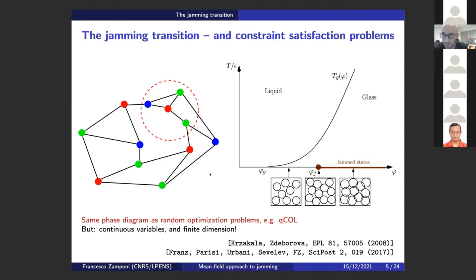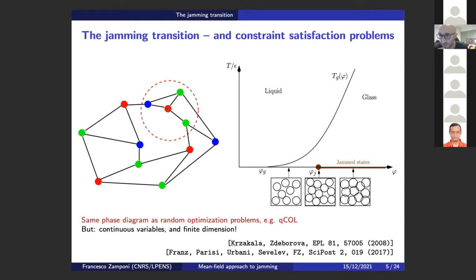The degrees of freedom are the colors of the nodes, and the constraints are the fact that you don't want to have the same color in the two nodes that are connected by a link. Okay. So if you think about this problem, it's actually not so different from the problem of packing spheres, because you can think that, for example, a red node is a particle. So red particles have a strong repulsive interaction with green particles.